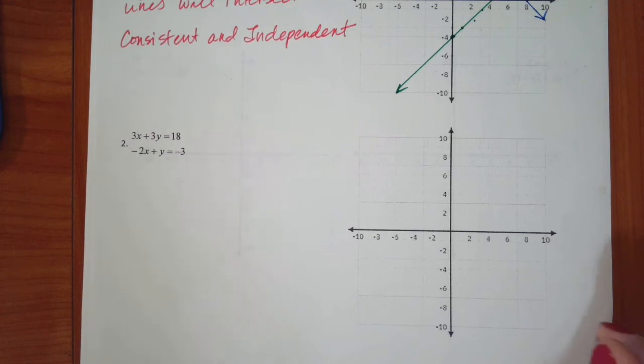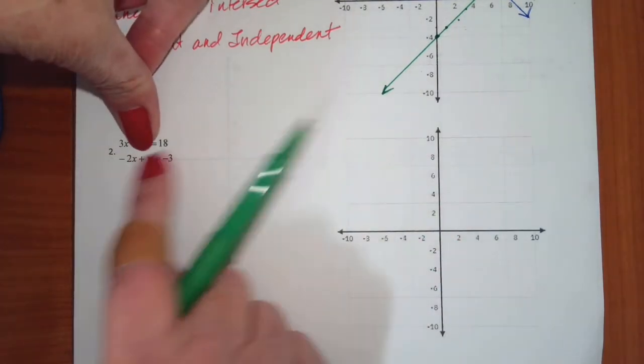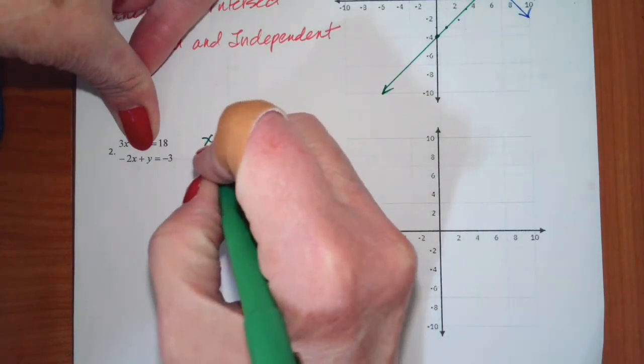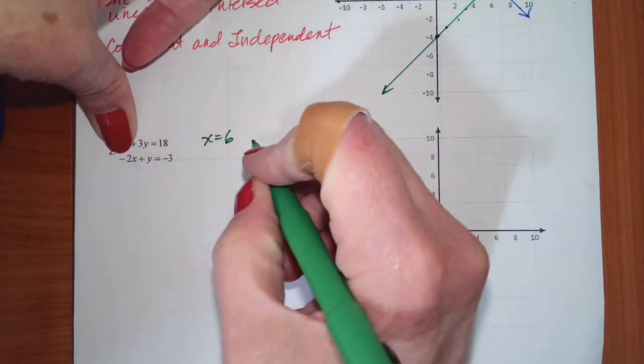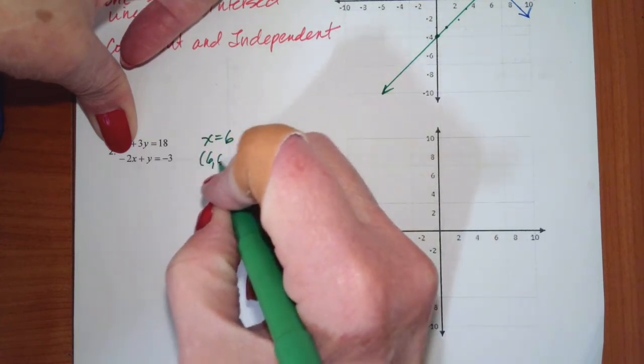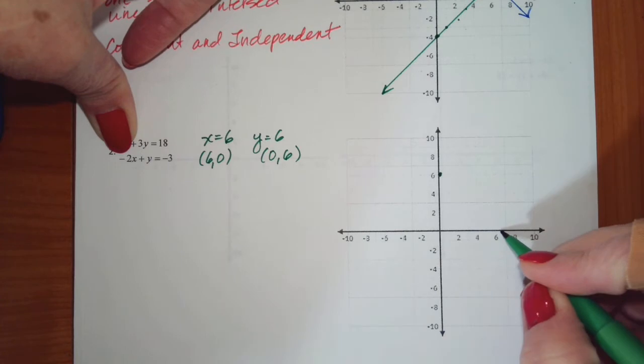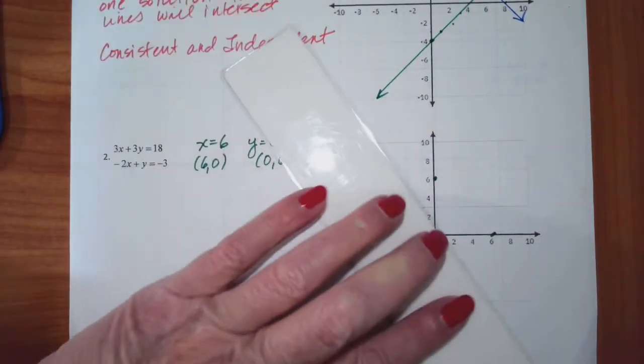Okay, 3x plus 3y equals 18 and negative 2x plus y equals negative 6. Now, these are not in slope-intercept form, so there are a couple things that you can do. You can put them in slope-intercept form, or you can use what I call the cover-up method, which means you can find the x and y intercepts. For this one, if I have 3x equals 18, I know that x is 6. If I know 3y is equal to 18, I know that y is 6. So that tells me my x-intercept is 6, 0. My y-intercept is 0, 6. So 0, 6, 6, 0, and that gives me my first line.